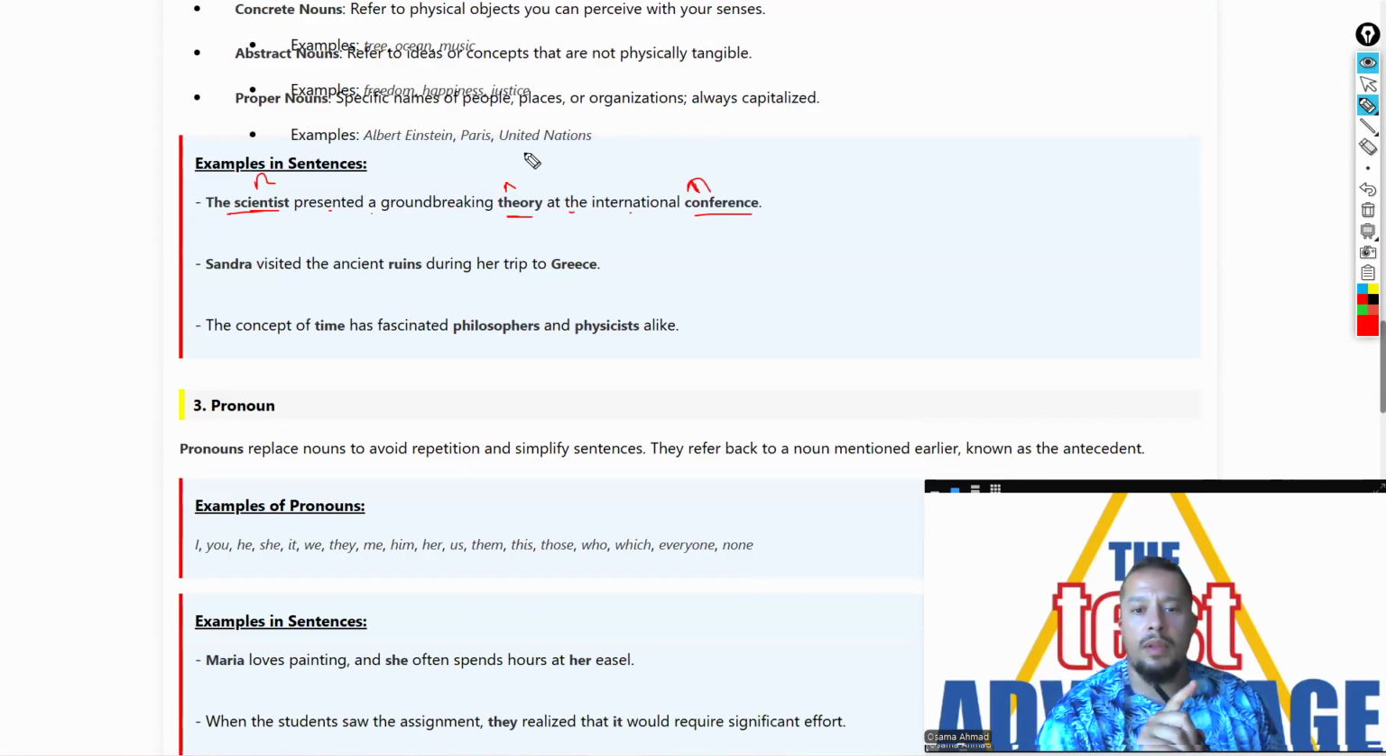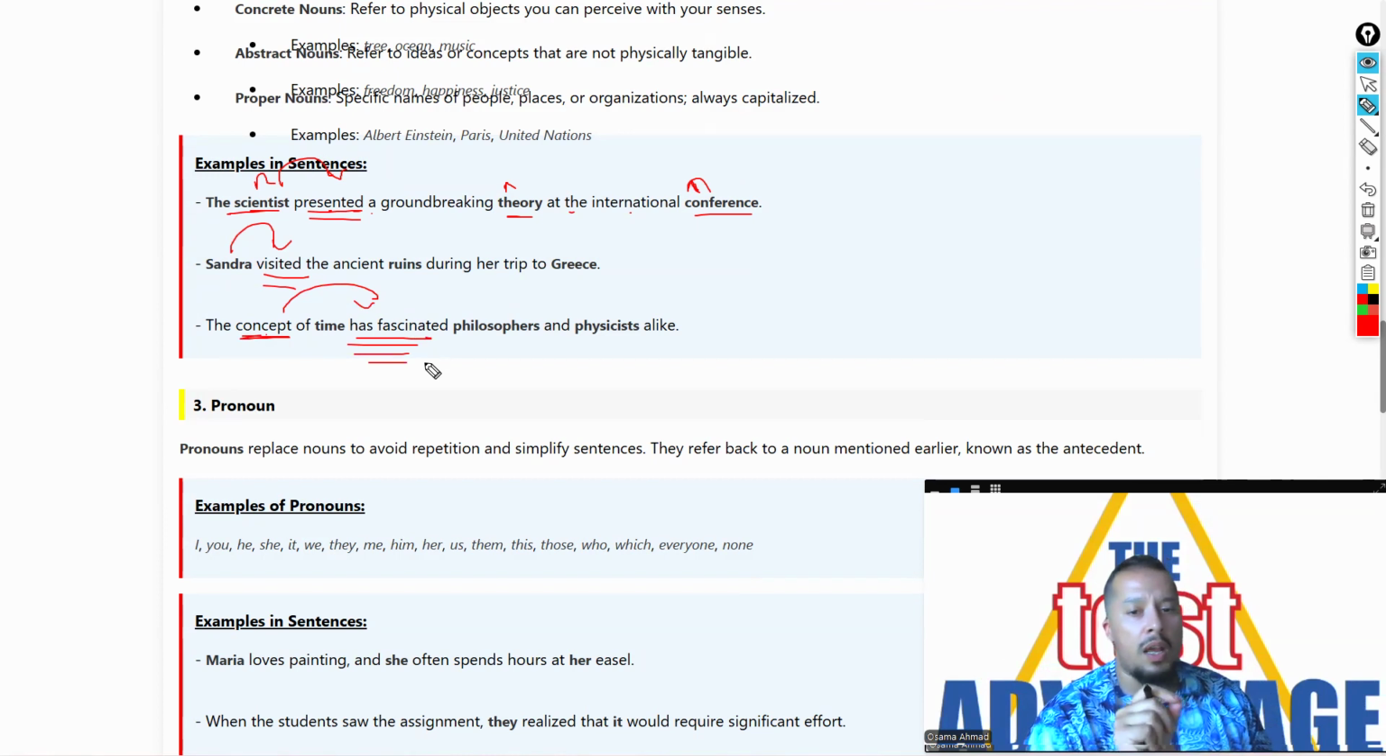Now احنا قلنا الverb لازم يبقى مرتبط بالnoun. بنقول عليها subject وناخدها الدرس اللي جاي. Subject verb agreement. So the verb لازم يبقى مرتبط بالnoun. So here, for example, the scientist presented. Sandra visited the ancient ruins during her trip. The concept of time has fascinated. Right? So you see, every verb must have a noun. بس مش شرط الnoun يبقى عنده verb. See how that works? So just keep this in mind again.